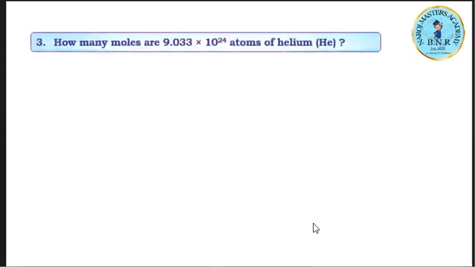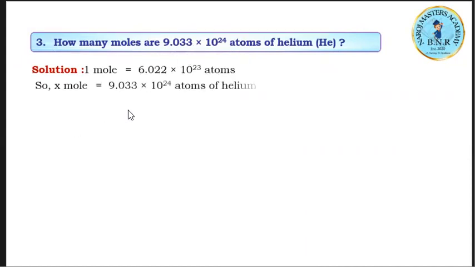How many moles are 9.033 into 10 power 24 atoms of helium? Okay, first find 1 mole of helium. 1 mole is equal to how much? Basically 6.023 into 10 power 23 atoms. Is it right? Then we are not having 1 mole here, but we are having some atoms. And the X moles is equal to this much. Do cross multiplication, very easy.